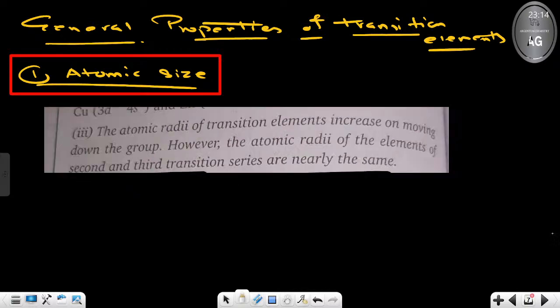Next, third one. The atomic radii of transition elements increase on moving down the group. However, the atomic radii of elements of the second and the third transition series are almost the same. This is a very important part. First part is again easy. Second part might create a little bit of confusion. Okay.